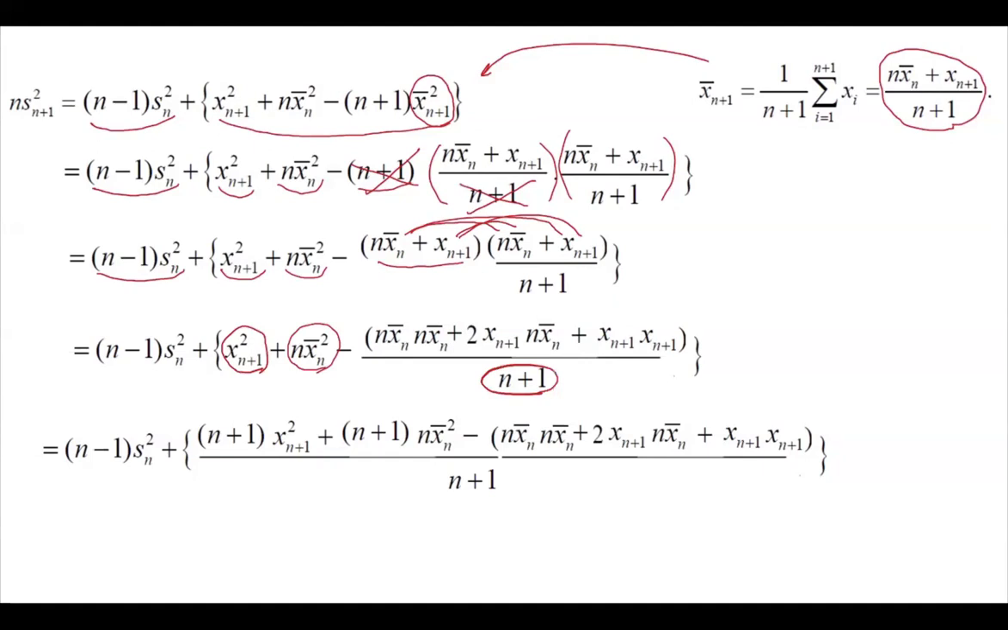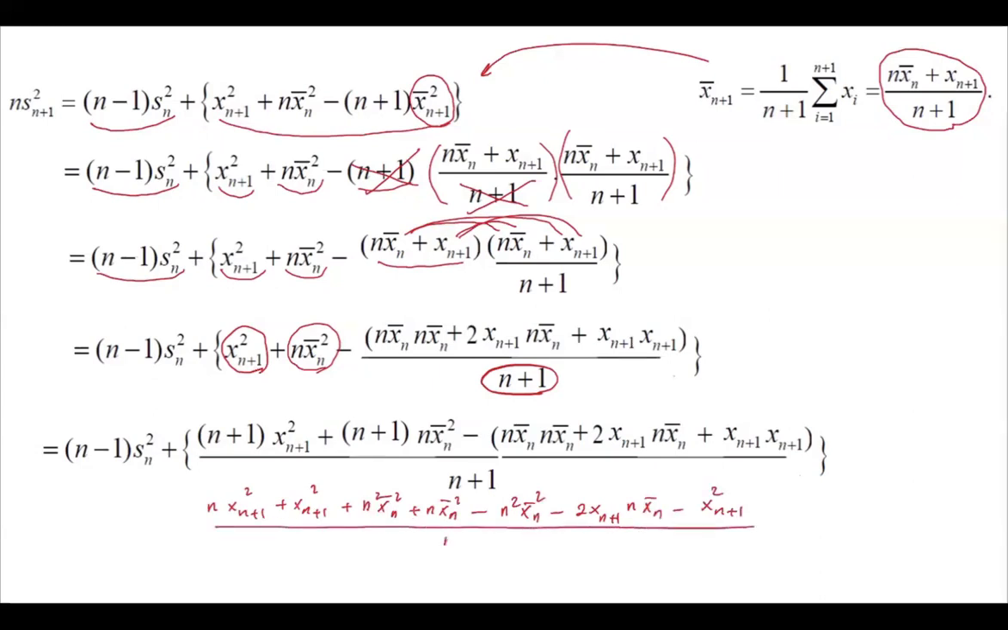So here you get n xn plus 1 to the second plus xn plus 1 to the second plus n squared xn bar to the second, basic algebra, plus n xn bar to the second minus n squared xn bar to the second minus 2 xn plus 1 times n times xn bar minus xn plus 1 to the second. And you divide everything by n plus 1. Try to simplify as much as you can.